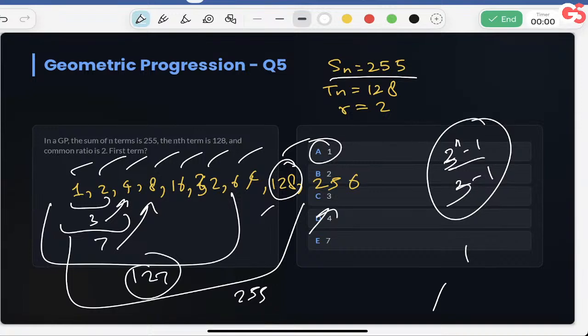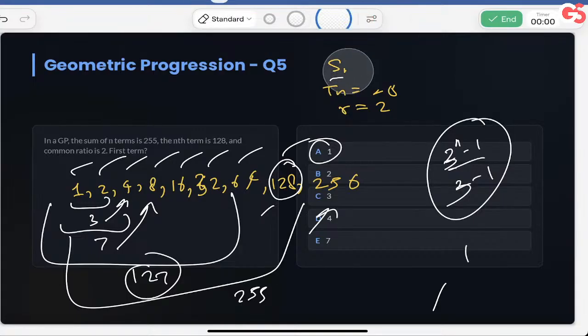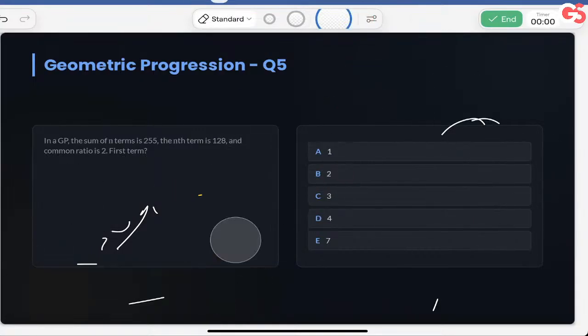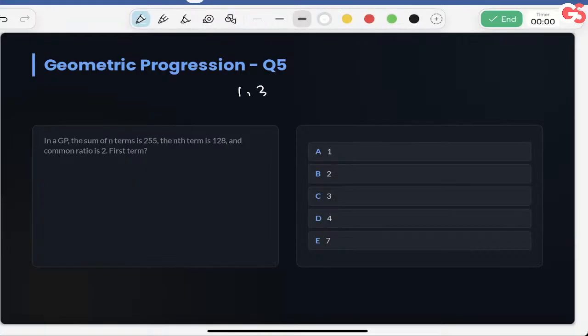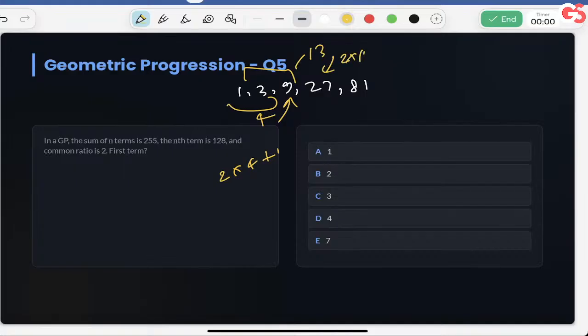I'll just show that to you in case you don't know. See, in 3 what happens? 1, 3, 9, 27, 81. Okay, 1 plus 3 is 4. 9 is 2 times 4 plus 1. Similarly, 1 plus 3 plus 9 is 13. 27 is 2 times 13 plus 1. This always happens. तो कहाँ तक भी ले जाओगे?